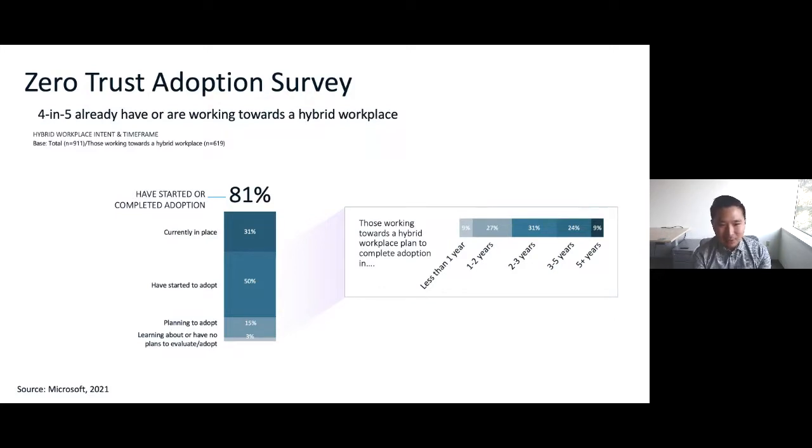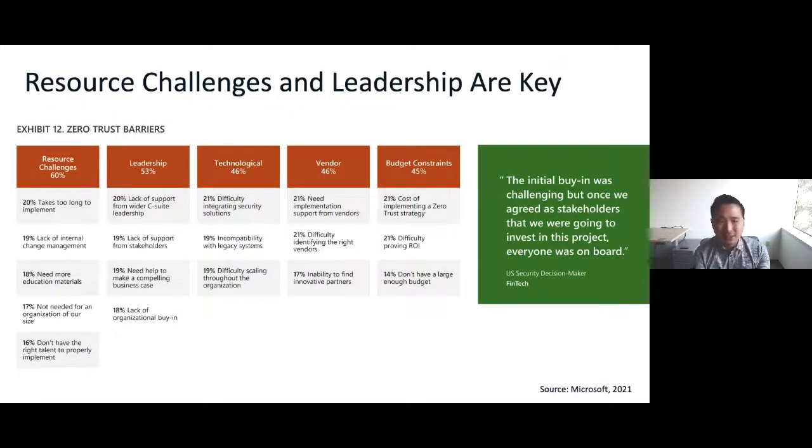I think the next slide here will also demonstrate what the top barriers are when it comes down to zero trust, because a lot of IT leaders also have to make a case to the top executive around what makes sense to drive towards zero trust. And what we really learned from this survey is that two top things come to mind. One is around resource challenges, and the second one is around leadership buy-in.